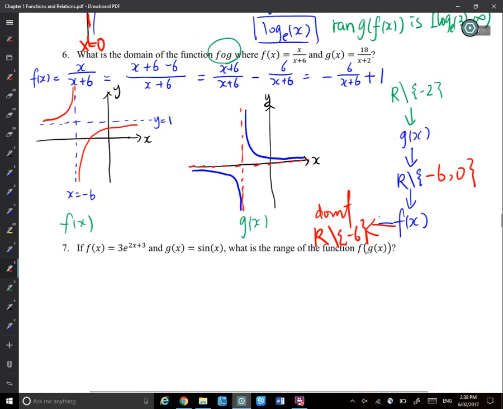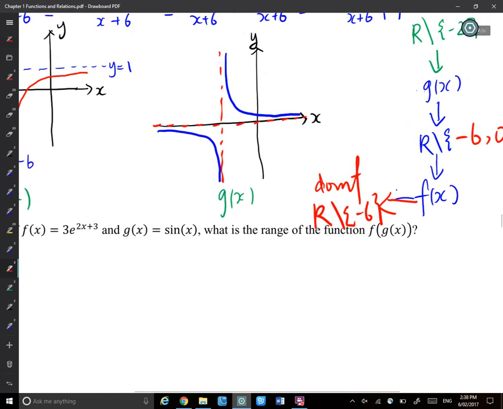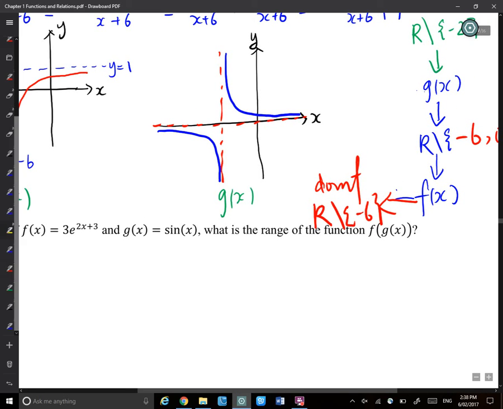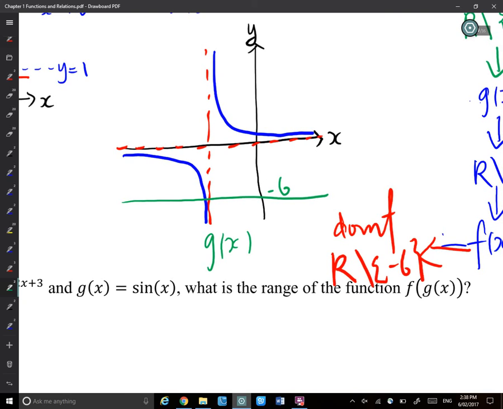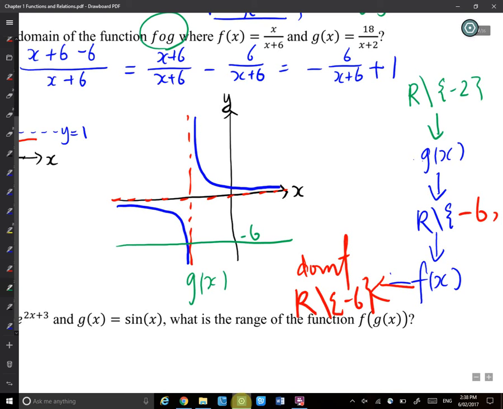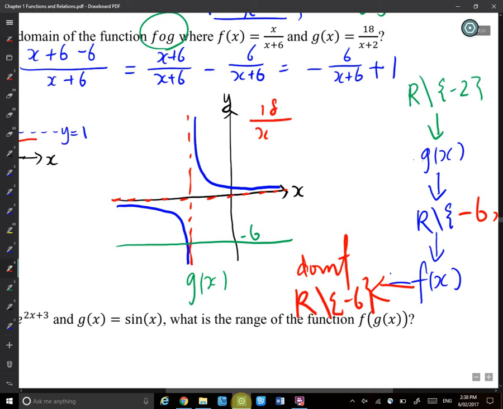Let's go back to the g(x) function to see which value will give me -6. Let's draw a -6 line here. That is where the range is -6. I cannot have that point. I need to find out the x value for that point. So I will set my g(x) function equal to -6 and see which value will give me -6.